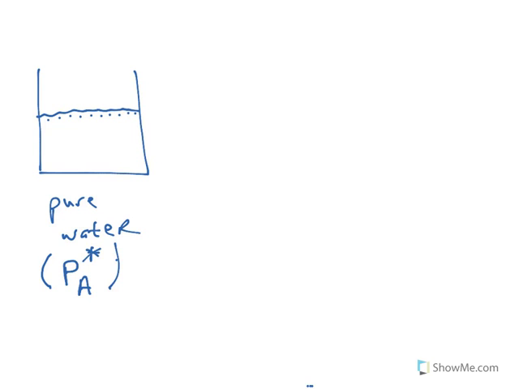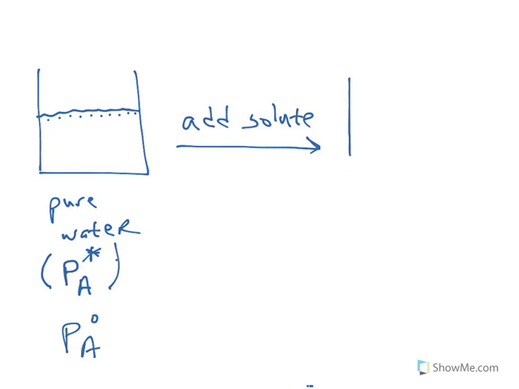All right, and the star means we're talking about a pure solvent. Some textbooks you'll see it given as PA naught, with the little naught symbol. That also indicates that we're dealing with the pure solvent. So what I can do now is add solute. And the trick here is that the solute has to be non-volatile. Something like glucose or sucrose is a classic example.